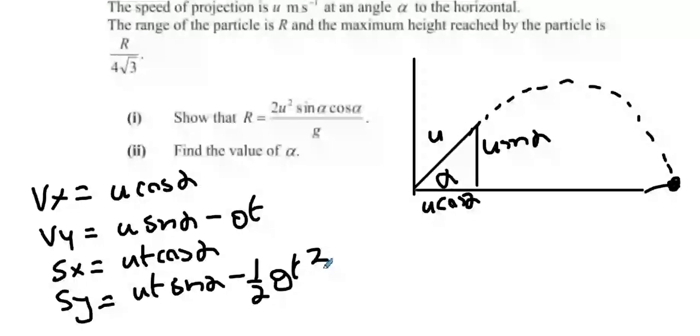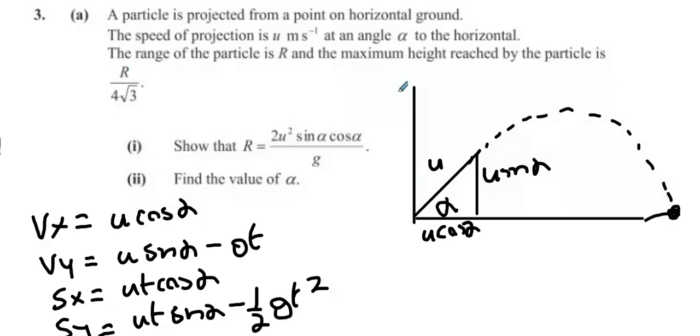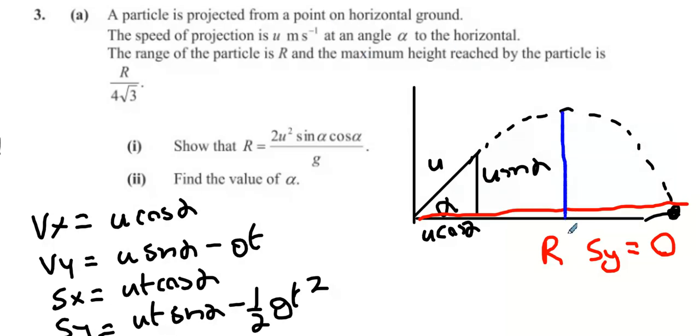Now I can read the question. The range is R. See this red line? That red line is R, and it occurs when sy equals 0. This blue line is the maximum height. And what's the maximum height? R over 4 root 3. And this occurs when phi y equals 0. That's what you're forgetting: maximum height occurs when phi y equals 0.